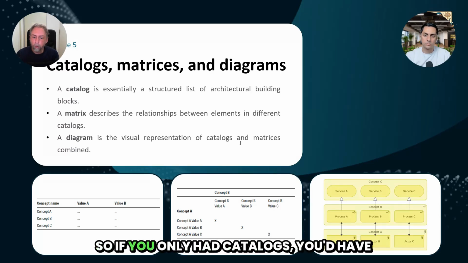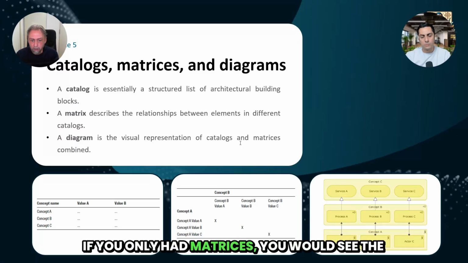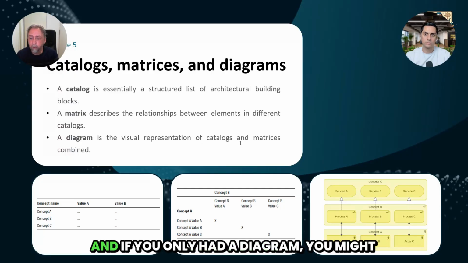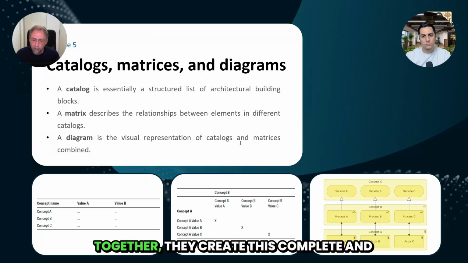So if you only had catalogs, you'd have this static list without context. If you only had matrices, you would see the relationships but not the overall architecture. And if you only had a diagram, you might miss details or overlook important elements. So together, they create this complete and reliable view of the organization.